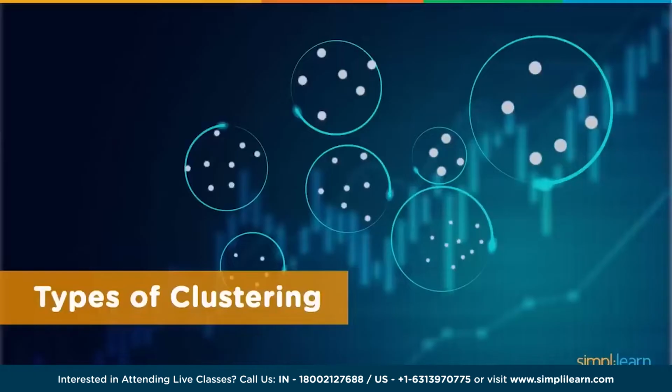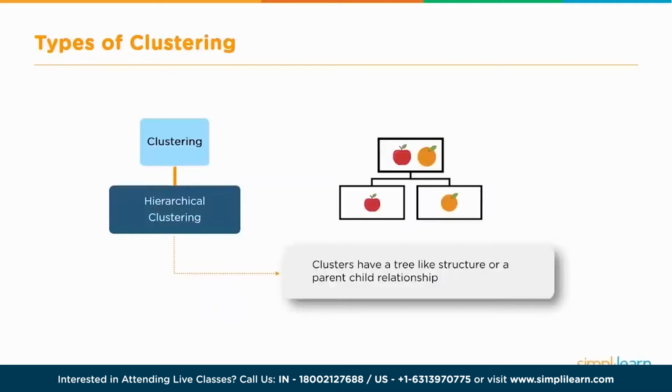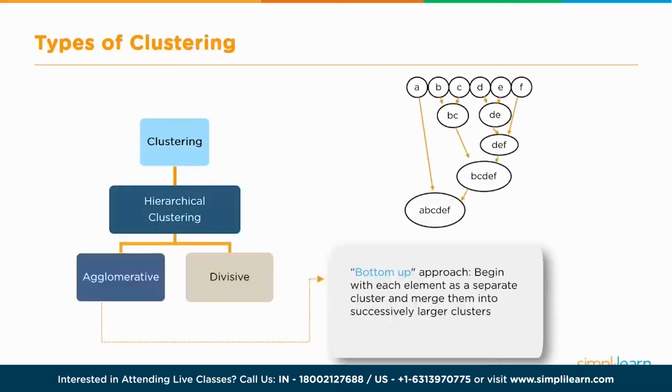What are the types of clustering? There are primarily two categories of clustering: hierarchical clustering and then partitional clustering. And each of these categories is further subdivided into agglomerative and divisive clustering, and k-means and fuzzy c-means clustering. Let's take a quick look at what each of these types of clustering are. In hierarchical clustering, the clusters have a tree-like structure, and hierarchical clustering is further divided into agglomerative and divisive. Agglomerative clustering is a bottom-up approach. We begin with each element as a separate cluster and merge them into successively larger clusters.